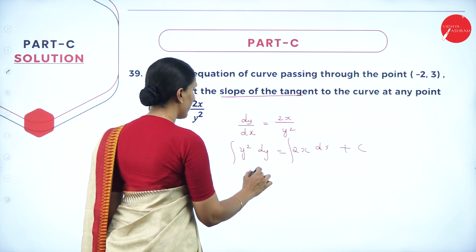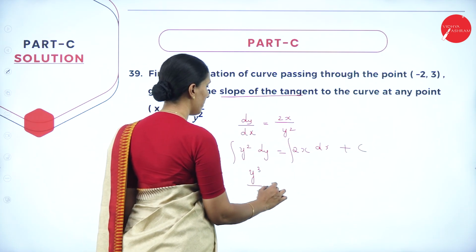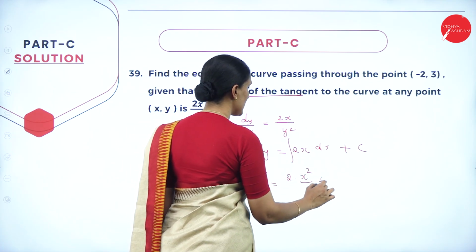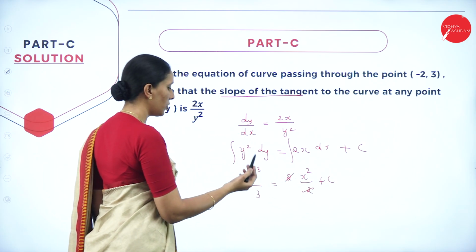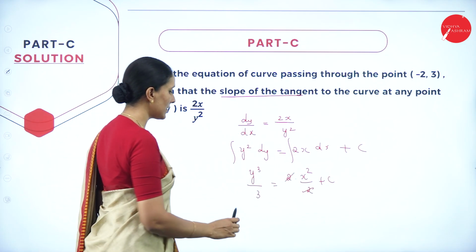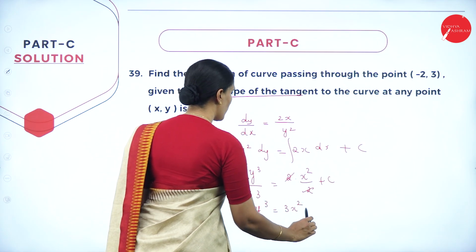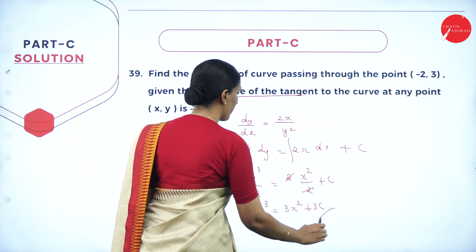Integration of y square is y cube divided by 3. Integration of x is x square by 2 plus c. So therefore this is y cube by 3 is equal to x square plus c, or we can write y cube is equal to 3x square plus 3c.